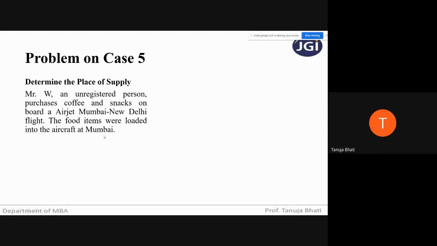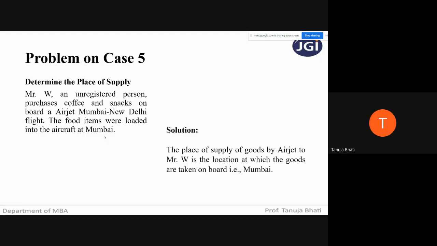So students, there is an airjet which is going from Mumbai to New Delhi, and in Mumbai the goods are loaded. Goods like all the food items are loaded. So in between the journey, someone purchases coffee and snacks. So what is going to be the place of supply in respect of this coffee and snacks? Mumbai. So let us see the solution.